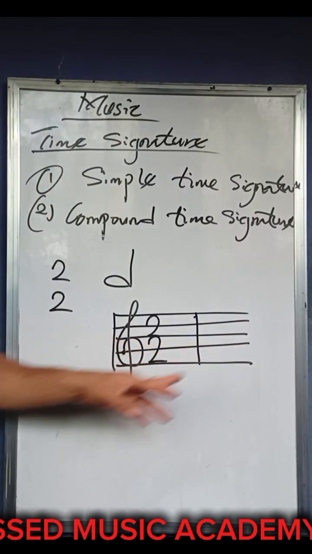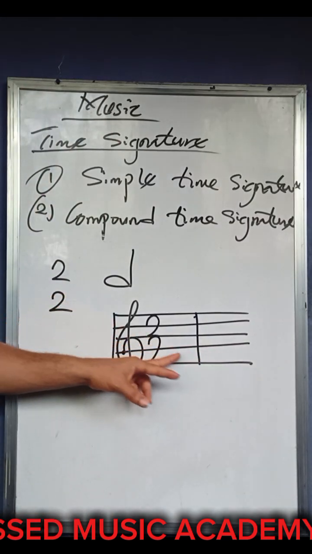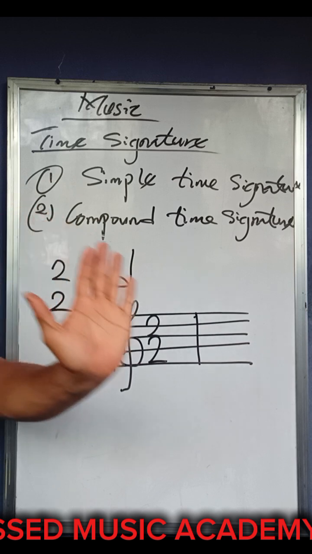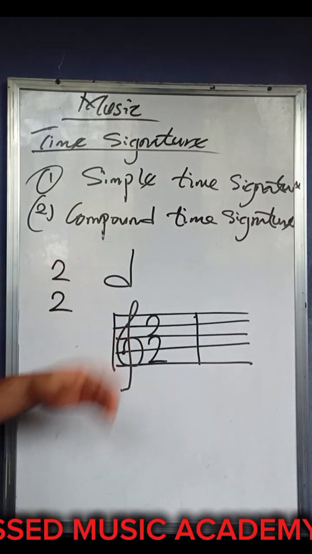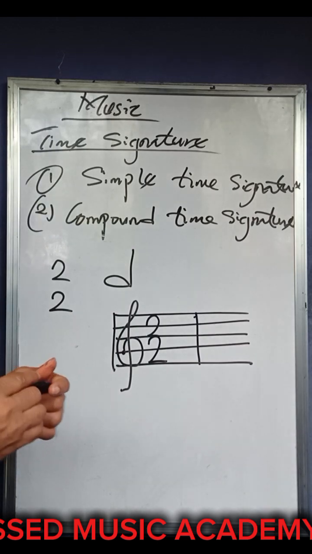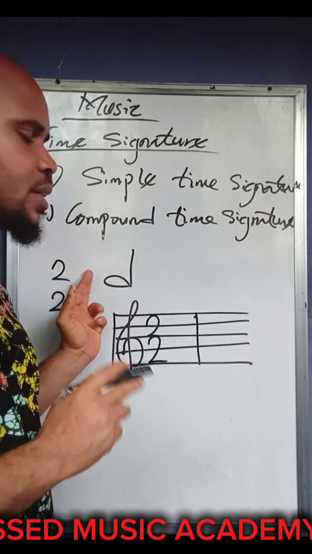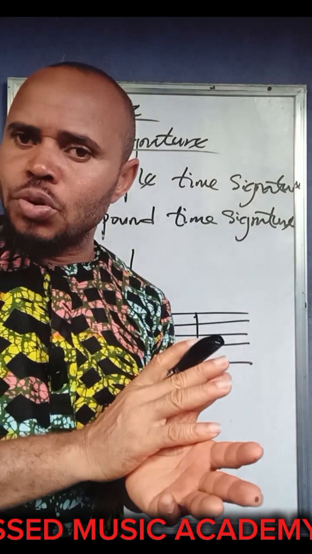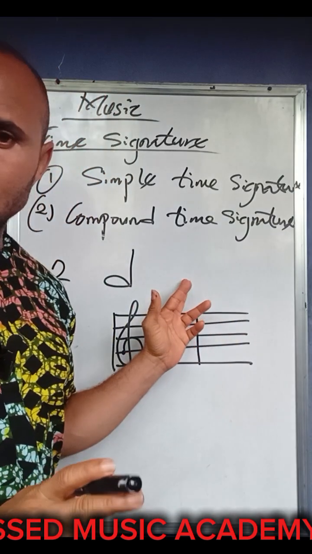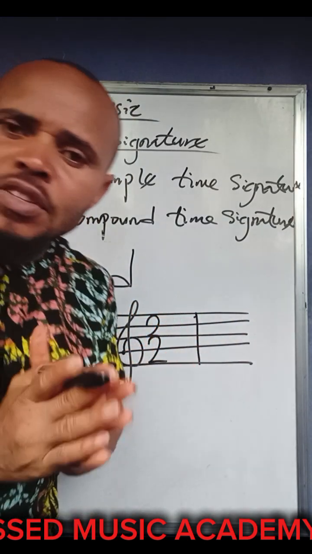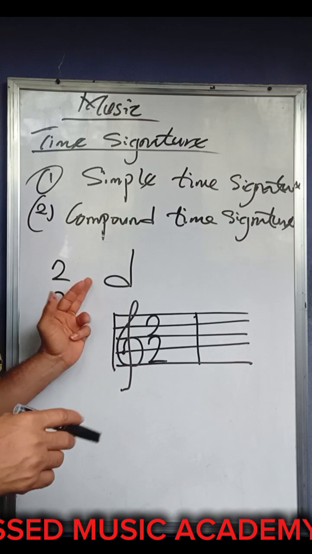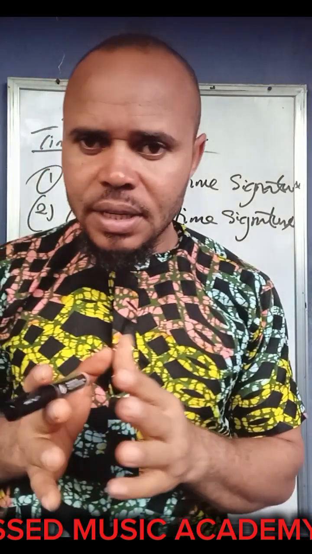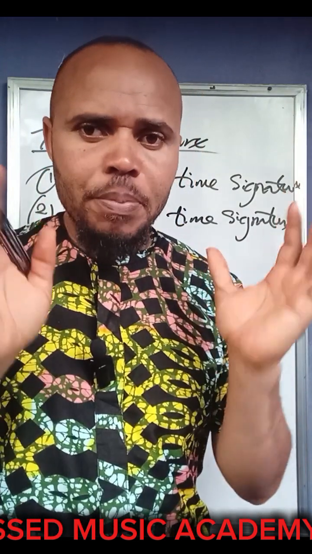This is a bar, this is a bar. What it means is that in each of these bars there must be two minim beats. Now minim becomes one beat. Remember our initial minim when we did musical notes, minim is 2 beats, but when you have a minim song, 2 minim becomes 1 beat.